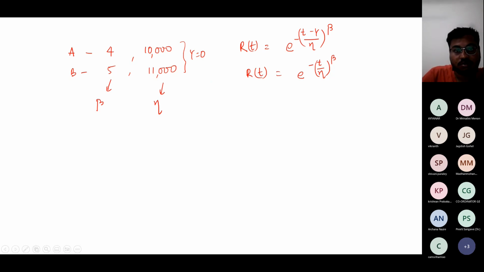So can you guys see the screen? You guys can see the screen, right? Yes, sir. Yes, sir, it's visible.